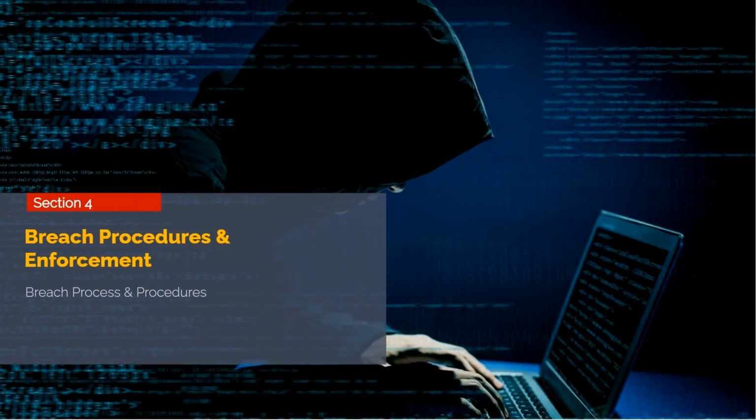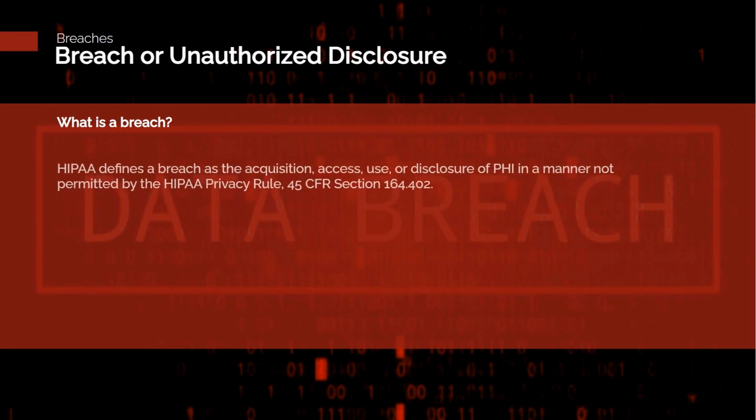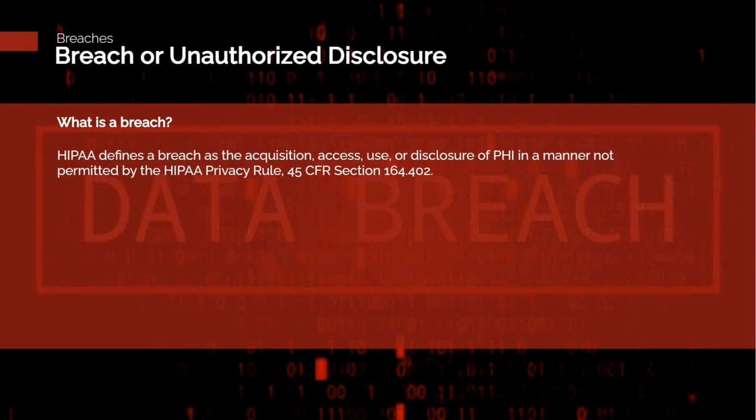Breach procedures and enforcement. In this section, we discuss the process and procedures related to breaches and the enforcement of HIPAA. In order to avoid a breach, we need to first understand what a breach is. HIPAA defines a breach as the acquisition, access, use, or disclosure of PHI in a manner not permitted by the HIPAA privacy rule. This definition applies to both paper and electronic records.